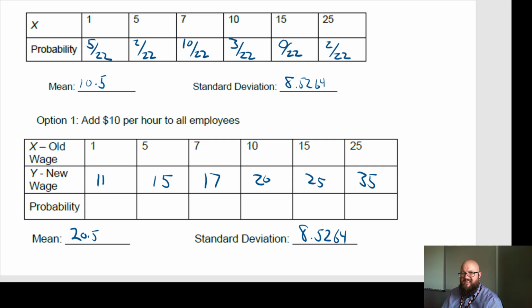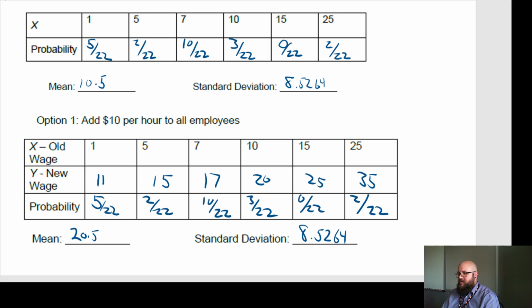Anything change our probabilities? Does that change the probability of you getting anything? No, that doesn't change the probabilities of getting anything. The probabilities stay the same. So we're still going to have the same probabilities because it didn't affect anything as far as how you draw the wages out. It didn't change the amount of paper slips we had. It didn't change the order in which paper slips were arranged. Nothing like that. Again, we just added to the actual new wage.